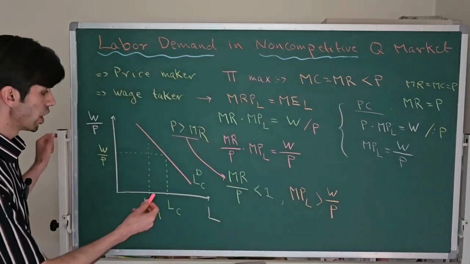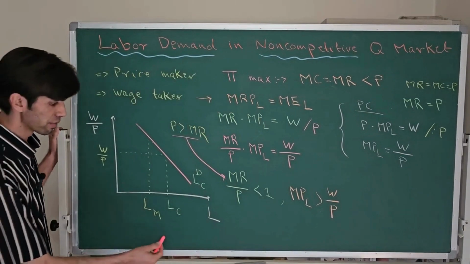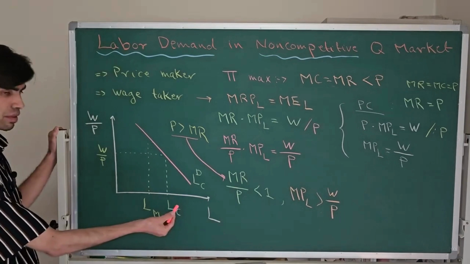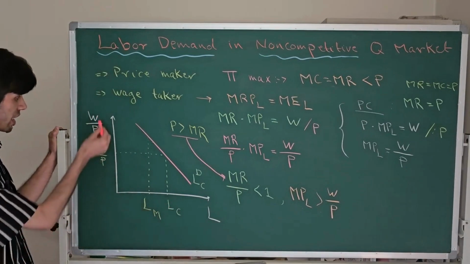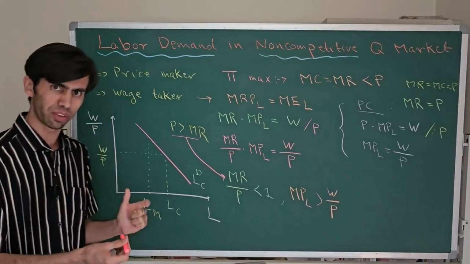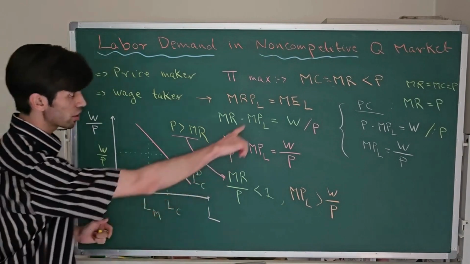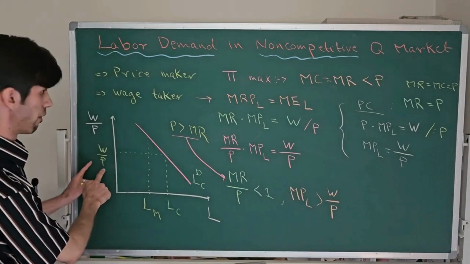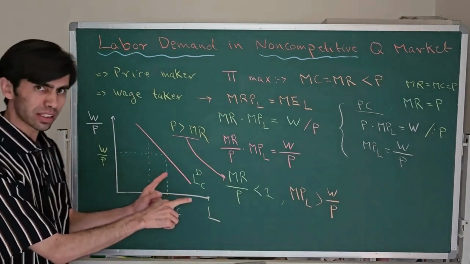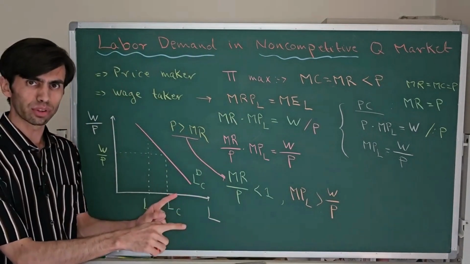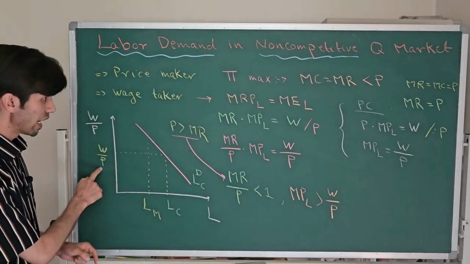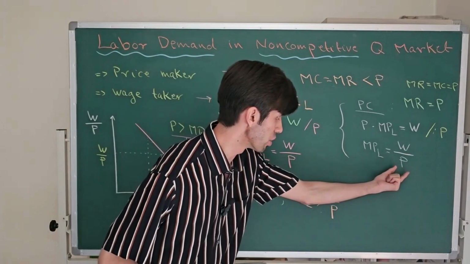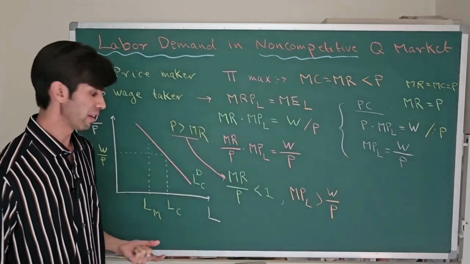So in this case, when we draw the labor demand curve, the x-axis is the amount of labor, and the y-axis is the real wage rate. Based on this condition, in perfectly competitive input and output markets, the labor demand should satisfy this condition: marginal product of labor should be equal to the real wage rate.